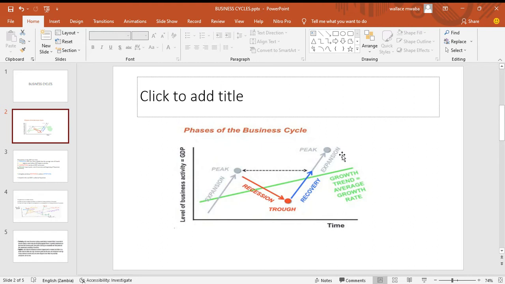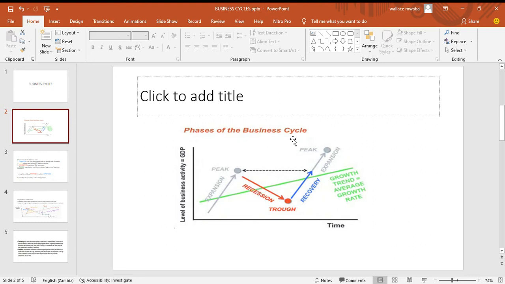Today we're going to be talking about the business cycle. This is the fluctuation of the real GDP of a country over a period of time. As you can see in our graph here, we have on our y-axis the real GDP, on our x-axis we have time. This green line here is the trend line, which represents the average rate of growth, the ideal way the GDP of a country should increase.